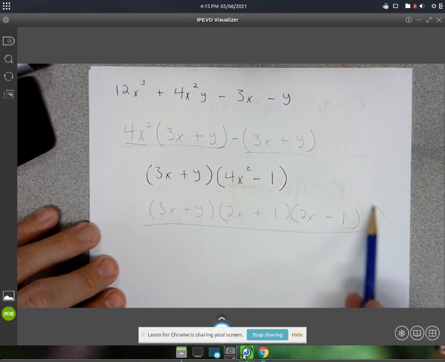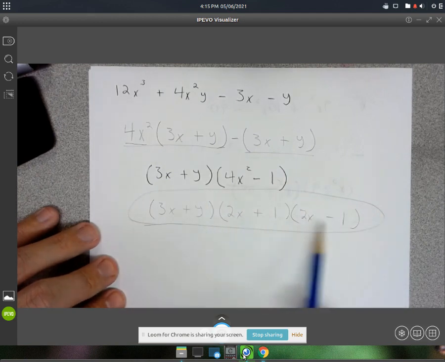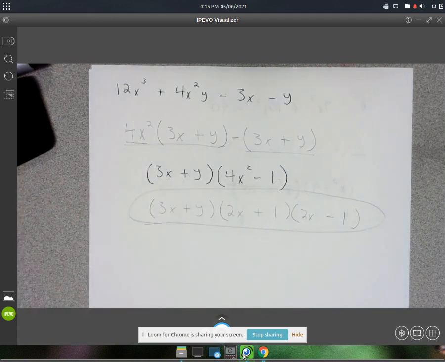All right, don't worry too much if you're not seeing that completely. It just comes with experience. You learn to look for difference of squares. All right, that's about it. Cool.